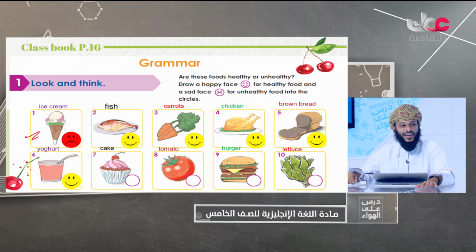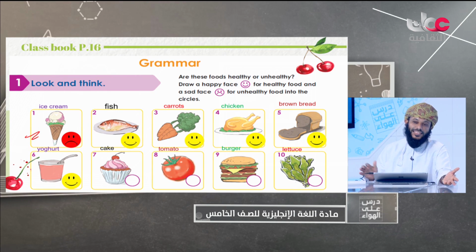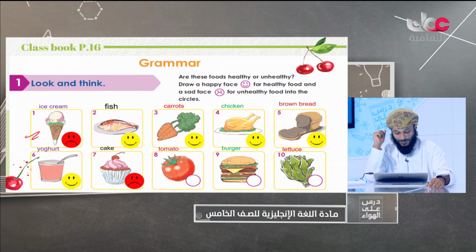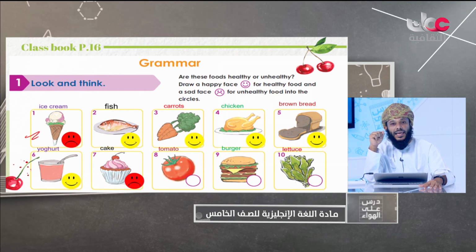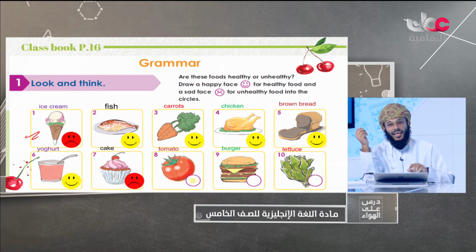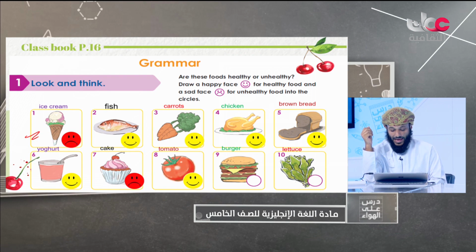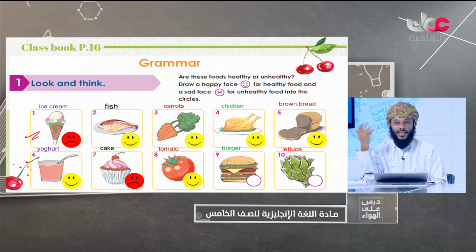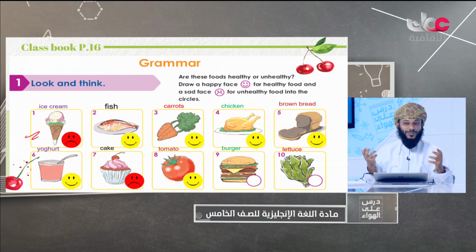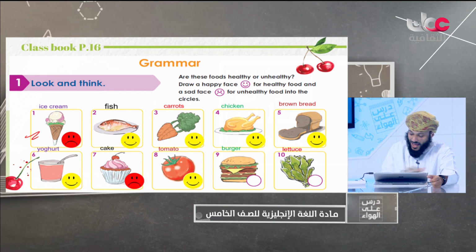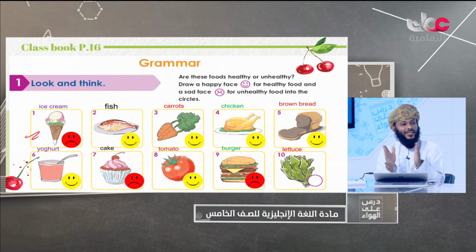Number 7. Cake. Of course it's unhealthy. Thank you. Number 8. Tomato. Healthy or unhealthy? It's healthy. Thank you. Number 9. Burger. Beef burger, chicken burger. Is it healthy or unhealthy? It's unhealthy. Thank you. And the last one, lettuce.